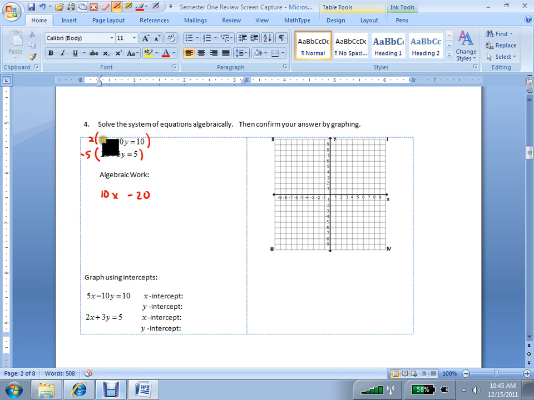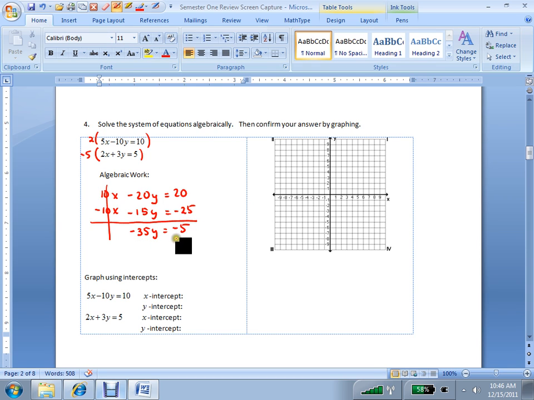Don't forget to distribute the 2 to each term. Now I take -5 times each term, -15y, and -25. I have chosen these numbers so when I get to this step, I am able to add and the x's are gone. I have -35y and that equals -5.